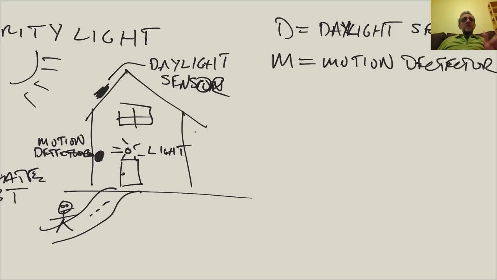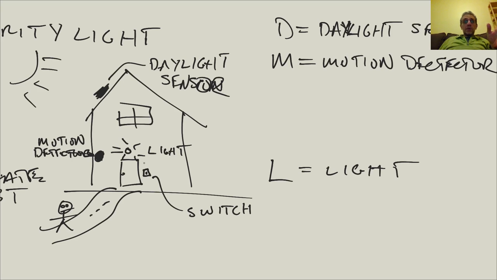There's one other thing I forgot, my bad. There's not only the light, which we can call L, that goes on and off, but we forgot one thing, and that is inside the house, not outside, there is the light switch. If the owner of the house wants to turn the light on, regardless of the situation, they just turn the light switch on, and the light goes on. So S is going to be the light switch.